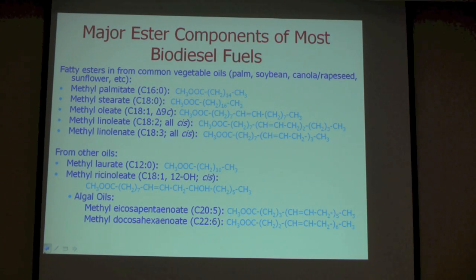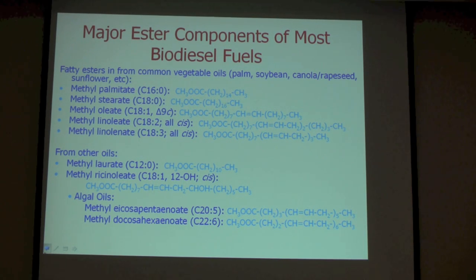Their structural formulas are somewhat abbreviated up there next to them. There's methyl oleate, which has 1 double bond in the chain. So it's a monounsaturated fatty acid; methyl linoleate is doubly unsaturated, and methyl linolenate, triply unsaturated. And these structural differences lead to different properties. I'll be talking about that.